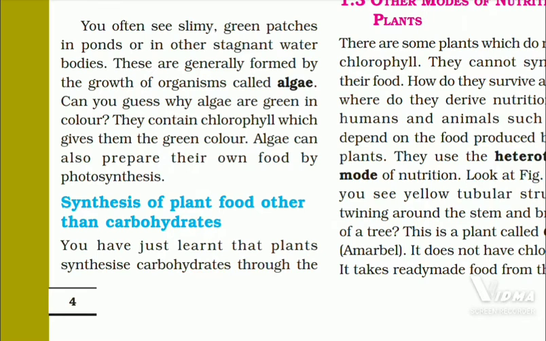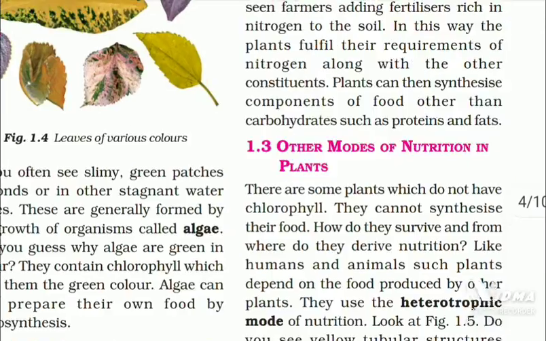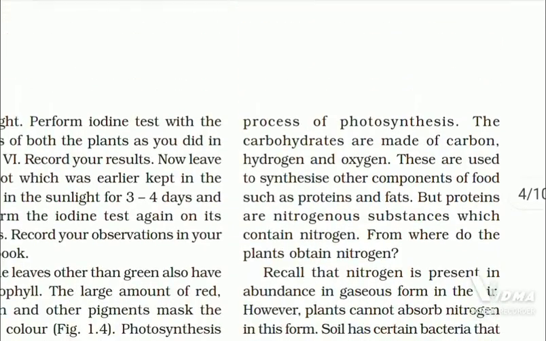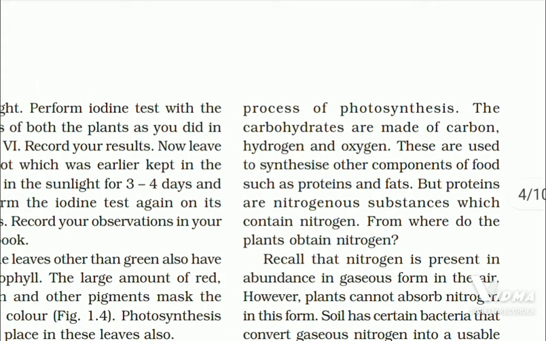You have just learned that plants synthesize carbohydrate through the process of photosynthesis. The carbohydrates are made up of carbon, hydrogen and oxygen. These are used to synthesize other components of food like proteins, fats and other components. But proteins, what are proteins? They are nitrogenous substances. What is a nitrogenous substance? A nitrogenous substance is a substance which contains nitrogen.